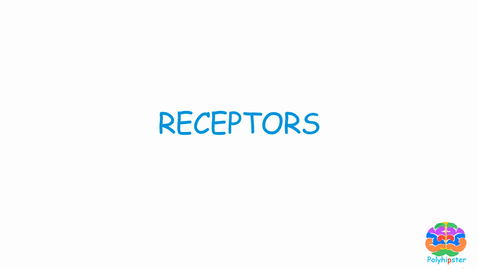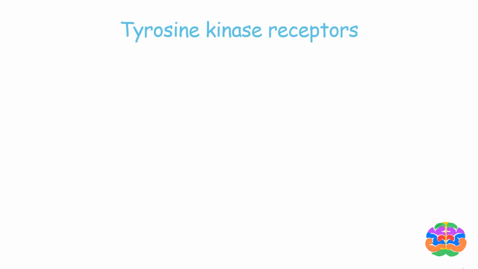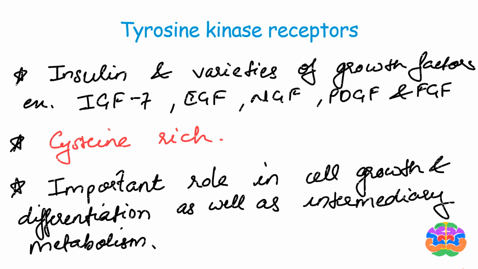Here, today, we will be discussing various other receptors in brief. So, let's start with the tyrosine kinase receptors, which include insulin and varieties of growth factors. Examples: IGF-1, EGF, NGF, PDGF, and FGF. These are cysteine-rich receptors and they play an important role in growth and differentiation of cells as well as intermediary metabolism.